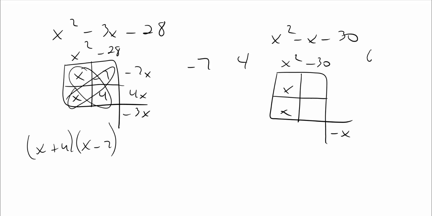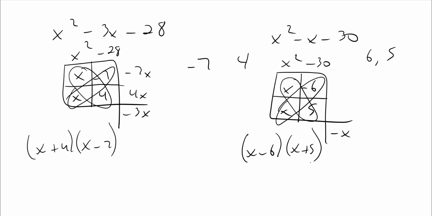So 30 is 6 and 5. And I'm like, oh wait, 6 and 5. 6 minus 5 is 1, and I need negative 1. Oh, negative 6 and 5. Oh, sweet. There you go. That's your answer. So x minus 6, x plus 5. Woo, done with the problem. Whoa, this is pretty easy.